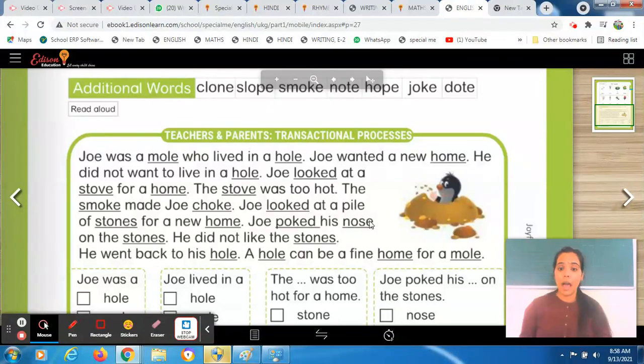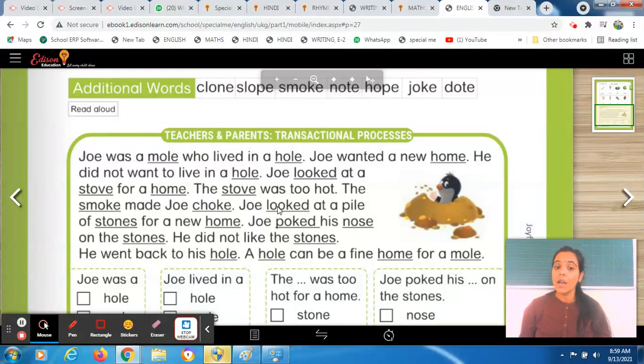So what happened? The smoke made Joey choke. When we cook food, there is a lot of smoke, right? Which comes out from the stove. So what happened then? Joey choked and had breathing issues, right? So he dropped the idea that the stove could be his new home. He dropped that idea, because this stove was not his new home.